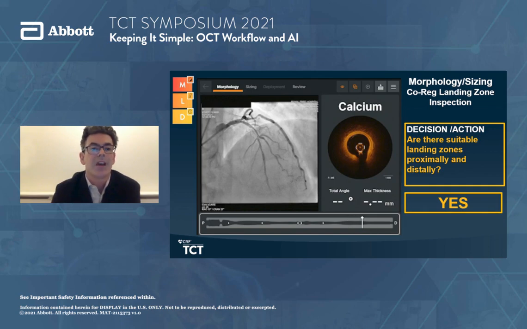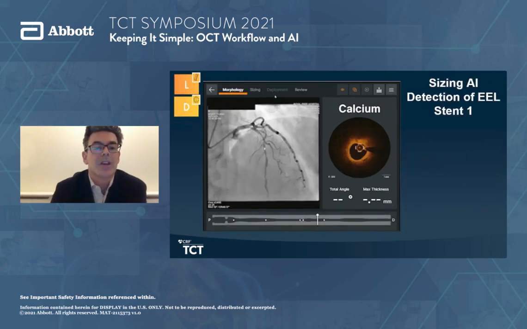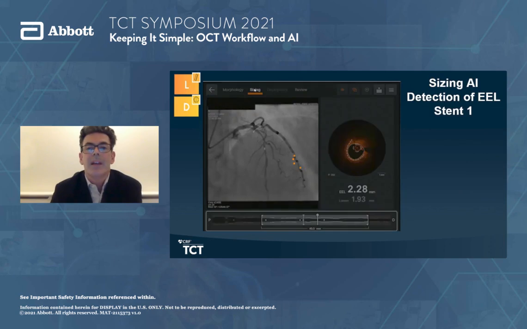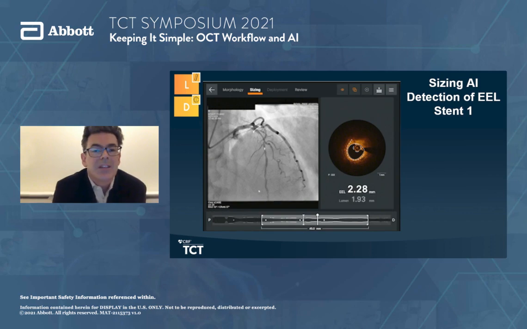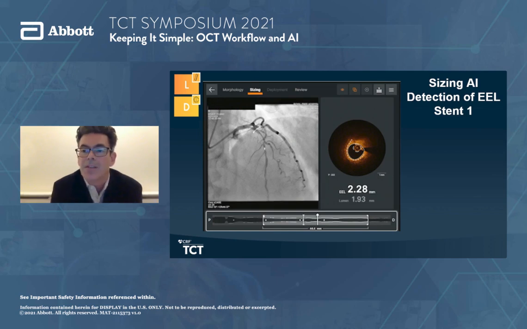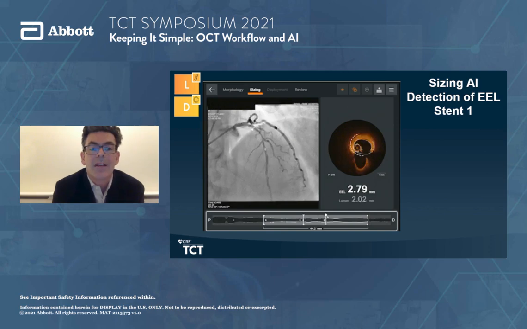So we'll go to the next slide. We click onto the sizing icon at the top here. And so what we're doing now is deciding on the detection of the external elastic lamina for the first stent. This isn't a lesion that I could treat with just one stent. We do have 48 millimeter stents in the UK, but this lesion is longer than 48. So this is going to be a 2-stent strategy for the LAD.